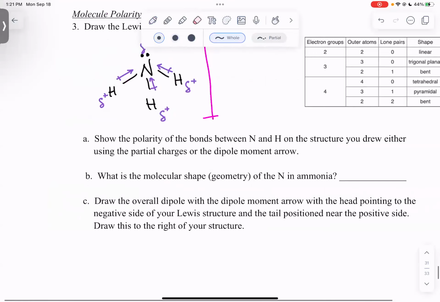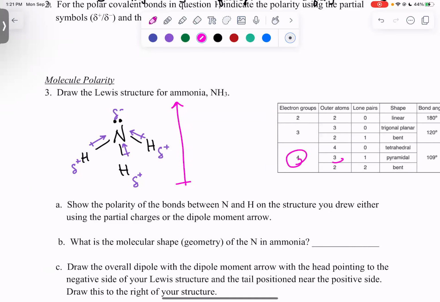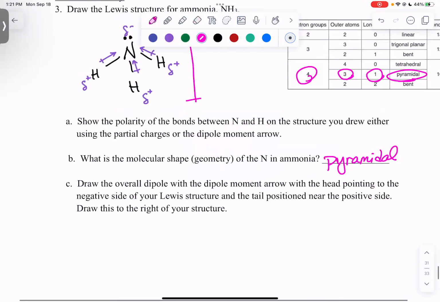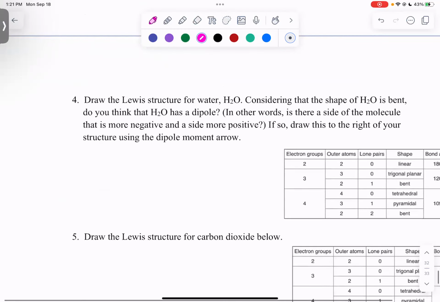Okay. What's the molecular shape? Well, all we have to do is use our handy dandy best friend and say we have 4 electron groups. 3 of them are outer atoms, 1's a lone pair, so it is pyramidal. Right. Draw the overall dipole moment. Oh, we did this. Okay, we did this. Yeah. All right. I was just ahead of the game.